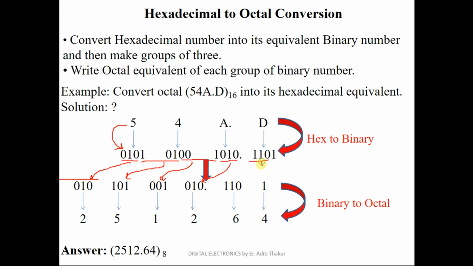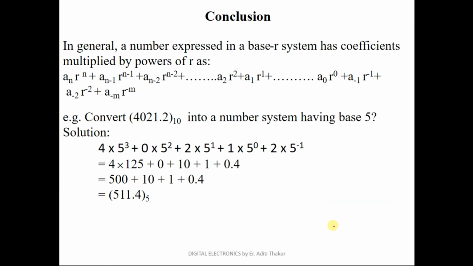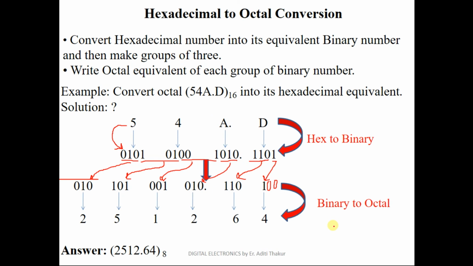Here is a group of 3, so we will write 110, and this 1 is left, so we have to add 2 zeros. Now we just write the octal equivalent of these groups. So 010 corresponds to 2, 101 corresponds to 5, 001 corresponds to 1, 010 corresponds to 2, and 110 corresponds to 6, and 100 to 4. So here is how we can do direct conversion of hex to octal and octal to hex.